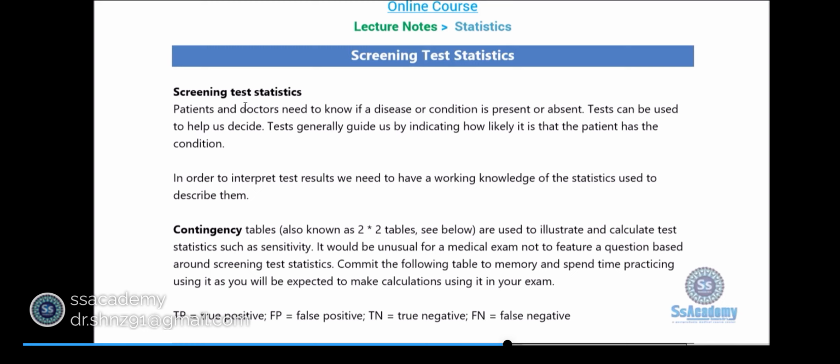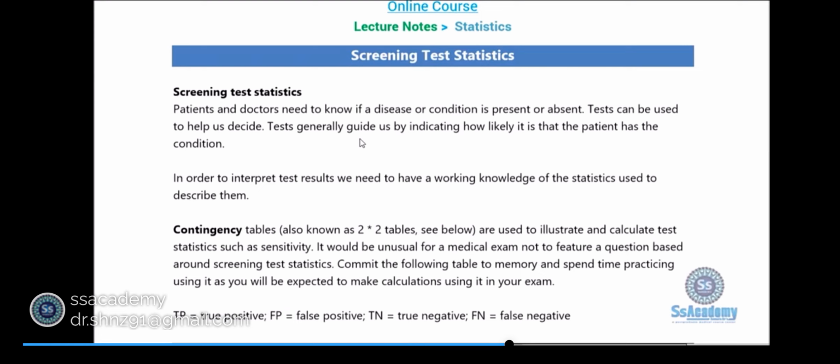Once again, the patients and doctors need to know if a disease or condition is present or absent. So that's why we do the test. It can be used to help us decide. Tests generally guide us by indicating how likely it is that the patient has the condition.